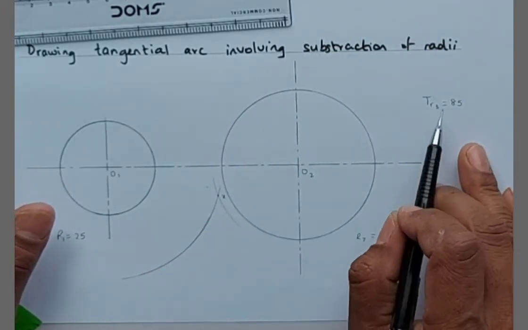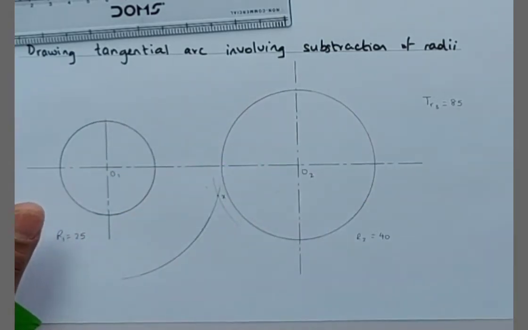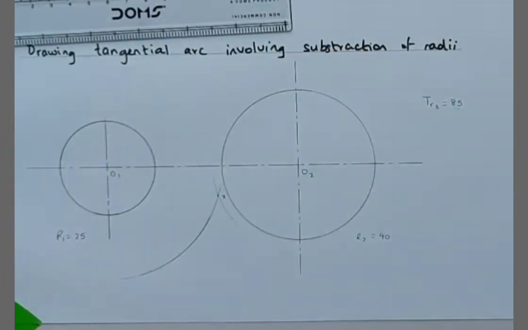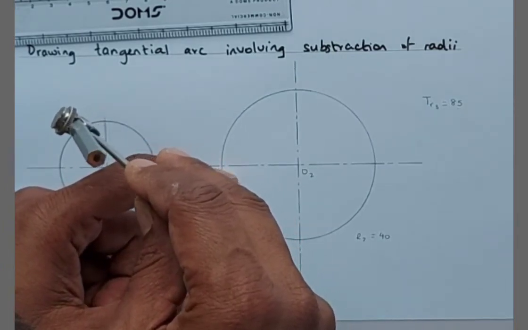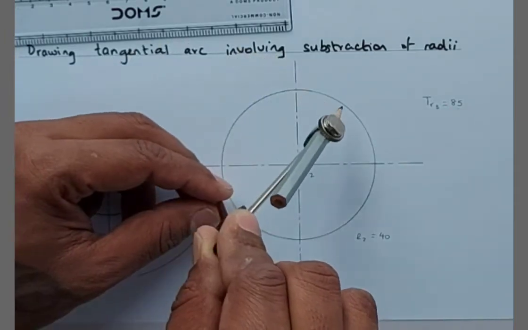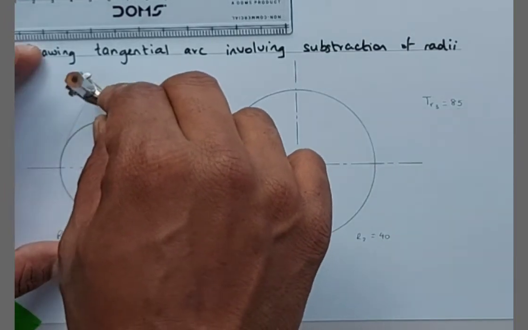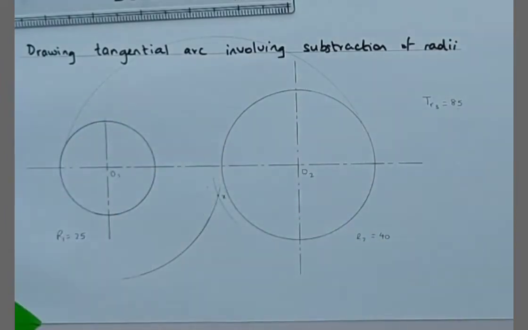Okay, and since the tangential arc's radius is 85, we need to measure 85 on our ruler like this, and we have to make sure that it blends with the arc. Blending means that it touches both circles, and we have to do it the right way. So it starts like this and then it blends with the second one. So these are the 2 points where the circles blend.